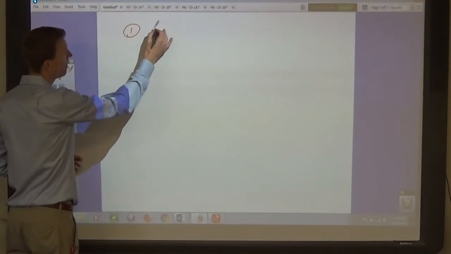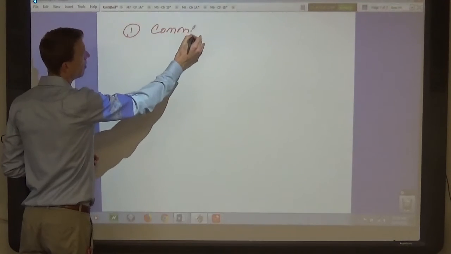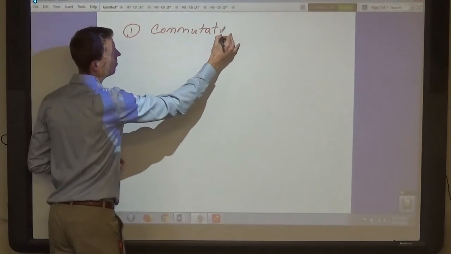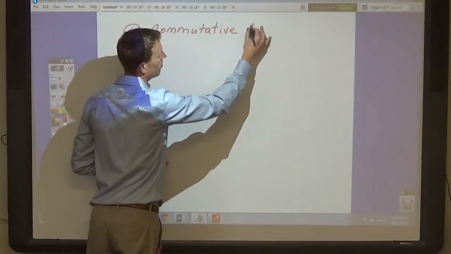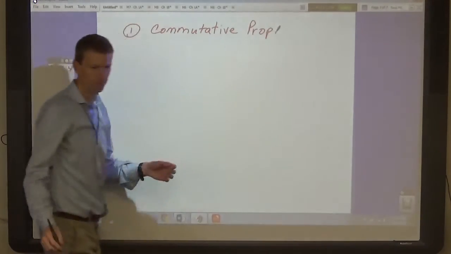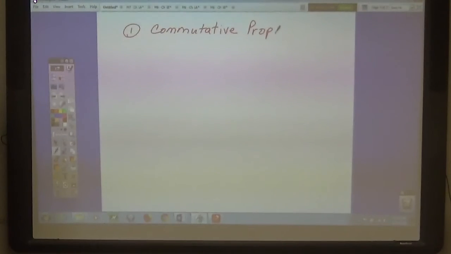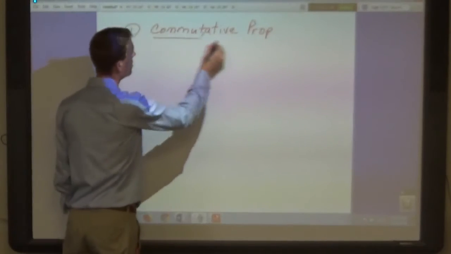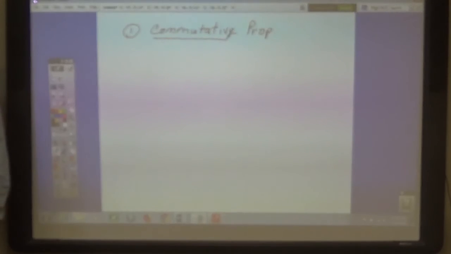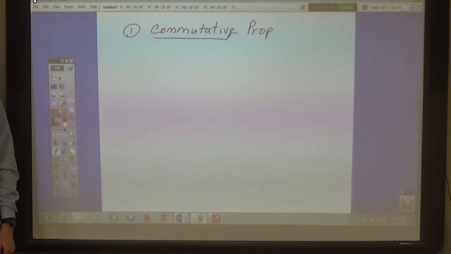So, in number 1, you would write commutative prop. Okay? And since property is already there, you just need commutative. Page 27, number 1 at the top. Yes? So wouldn't you have to write down multiplication too? Or would you not have to, since it already says of multiplication? Right, yep.